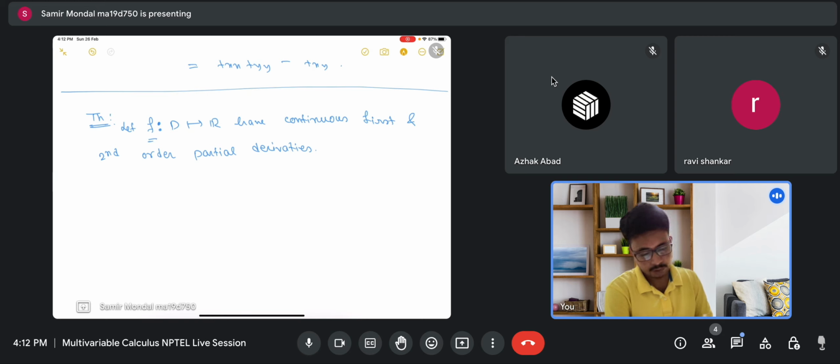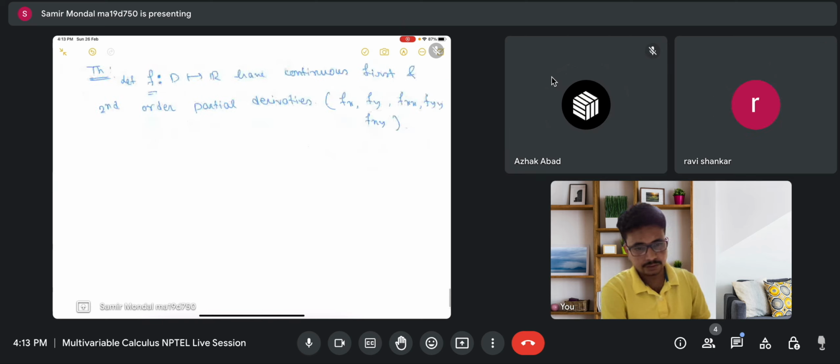So what are those first and second order partial derivatives? Those are f of x, the partial derivative with respect to x, and f of y, the partial derivative with respect to y. And f of xx, f of yy, f of xy. Those are the first and second order partial derivatives, and we are assuming all of them are continuous.